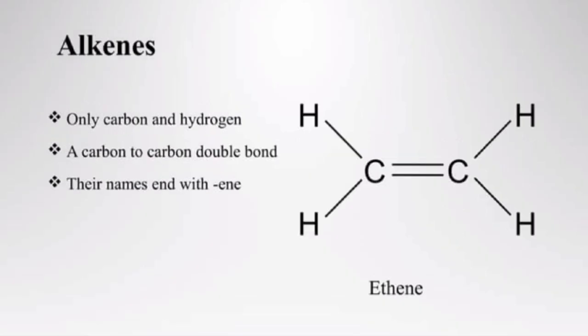The next one is alkene. Alkenes are unsaturated compounds that contain a double bond between carbon atoms. So as you can see in the structure, there are only carbon and hydrogen atoms, and the two carbon atoms are linked by a double bond, and hence their name ends with the suffix "ene." And here the example is that of ethene. Eth is the root word used because there are only two carbon atoms, and ene is the suffix used.